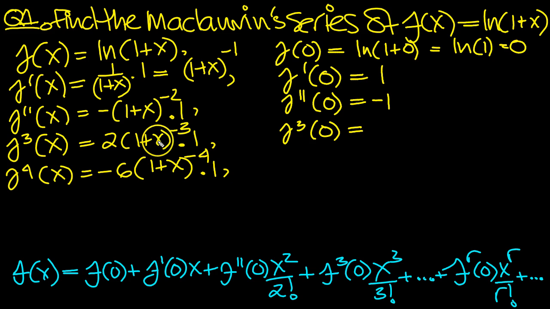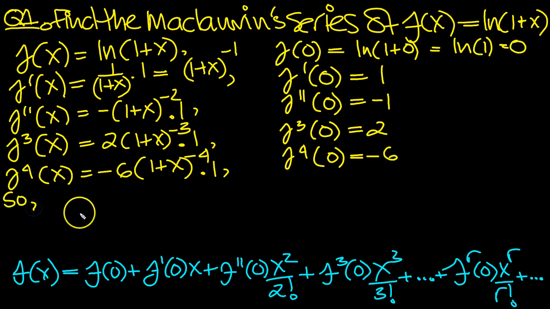F3: here you put 0 in here. Again, you'll get a 1 to a power times 2. And lastly, f of 4: you put 0 in here, again you get a 1 to a power times minus 6. So, what have we got then?